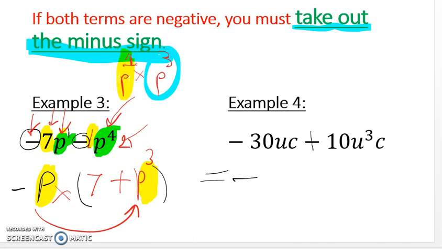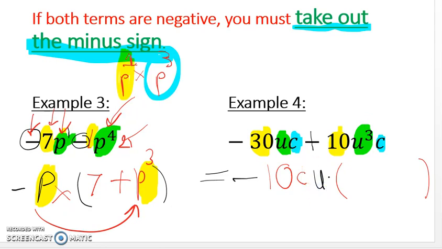So the highest common factor of 30 and 10 is 10. I'm going to take out the 10. I've got to put my brackets out. Then I'm going to look for common letters. Well, I've got a C and a C, so I can definitely take the C out. And then I've got U and U cubed, and I'm going to go for the lower power. So U instead of U cubed, I can take out the front. So now I've got U and C both out the front of my brackets and the minus, so I just need to think about 10 times what makes 30. Well, 10 times 3 is 30.